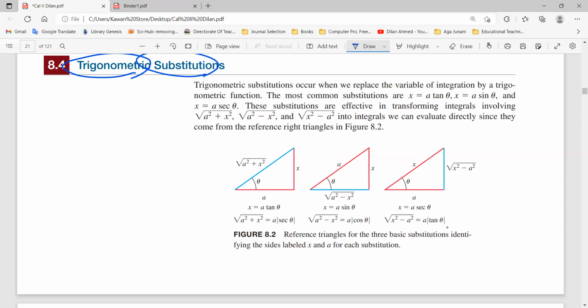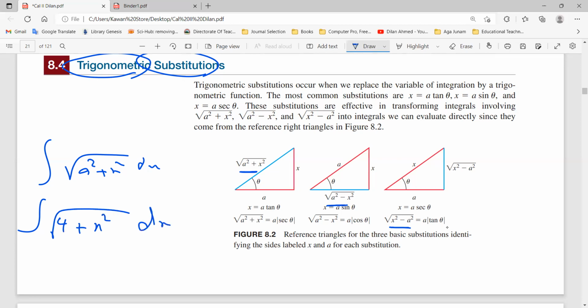We make them different by the letting which we have. For example, if I have something like that, integral of a squared plus x squared, that means if I have 5 over square root of 4 plus x squared dx. Understood? So how do we solve that one?